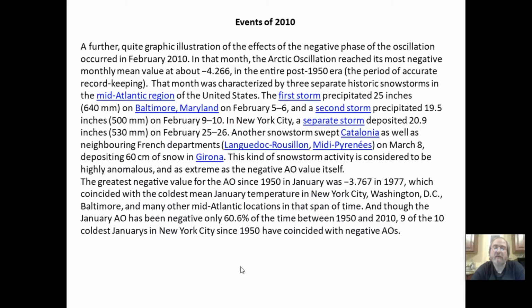The greatest negative value for the AO since 1950 in January was minus 3.767 in 1977, which coincided with the coldest mean January temperatures in New York City, Washington, D.C., Baltimore, and many other mid-Atlantic locations in that span of time. And though the January AO has been negative only 60.6% of the time, which means it has been positive 39.4%, between 1950 and 2010, 9 of the 10 coldest Januaries in New York City since 1950 have coincided with negative AOs.